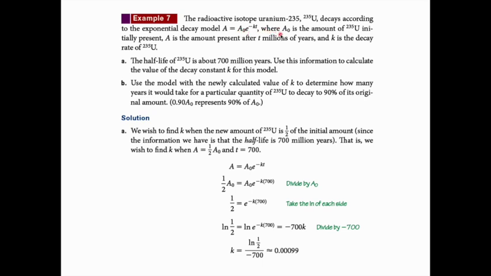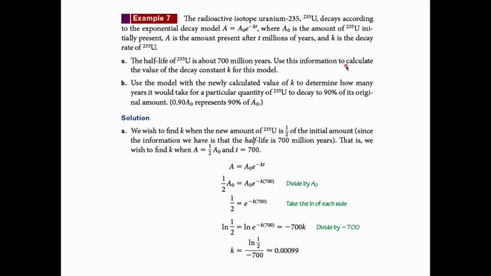So if we go on here, it just describes that. A naught is the amount of uranium that is initially present. A is what's left over after t millions of years. And k is the decay constant. So this k here will tell us how fast it decays. Part A of the question says the half-life of uranium is about 700 million years. Use this information to calculate the value of the decay constant.